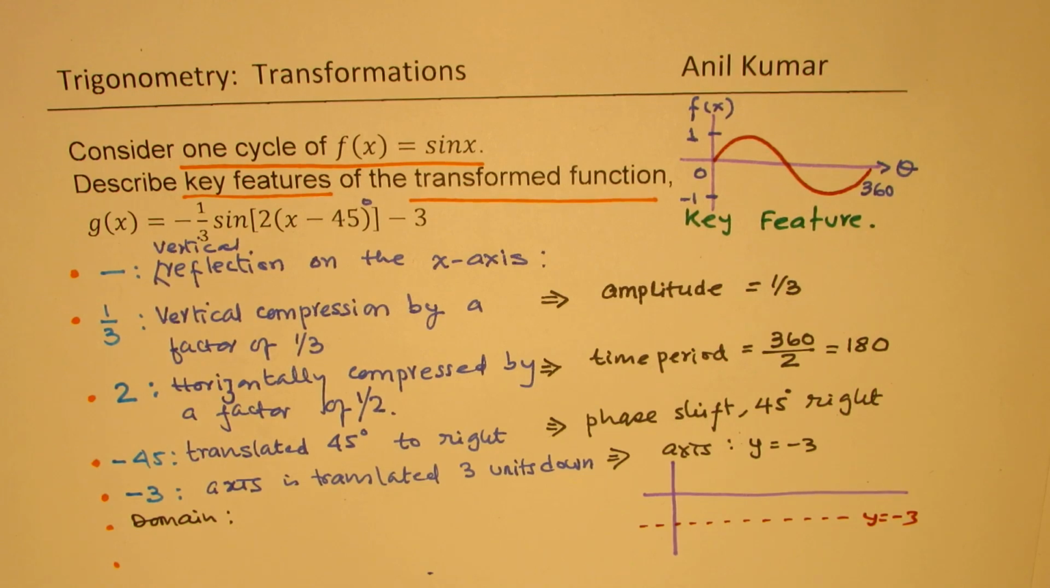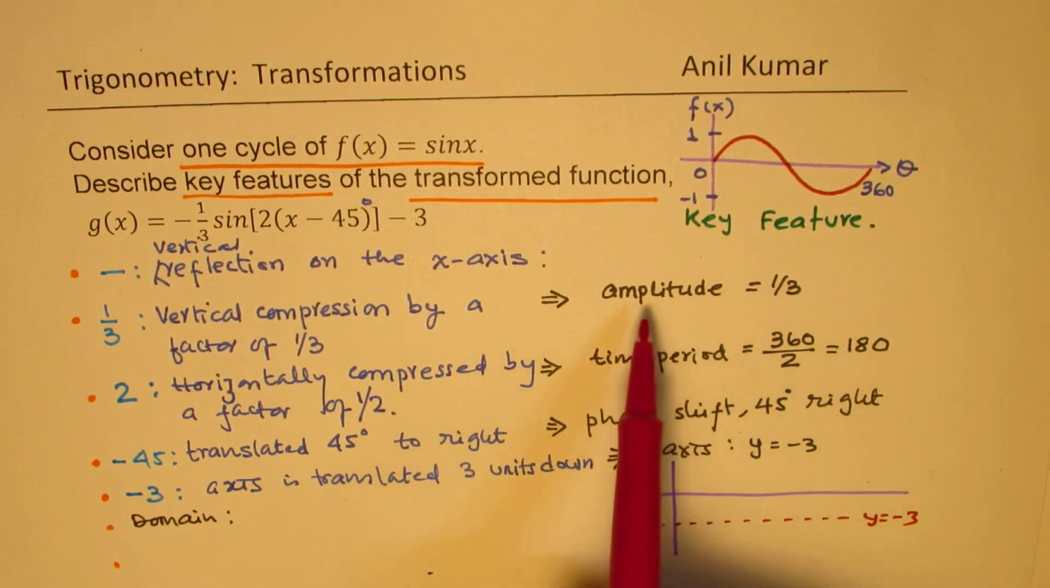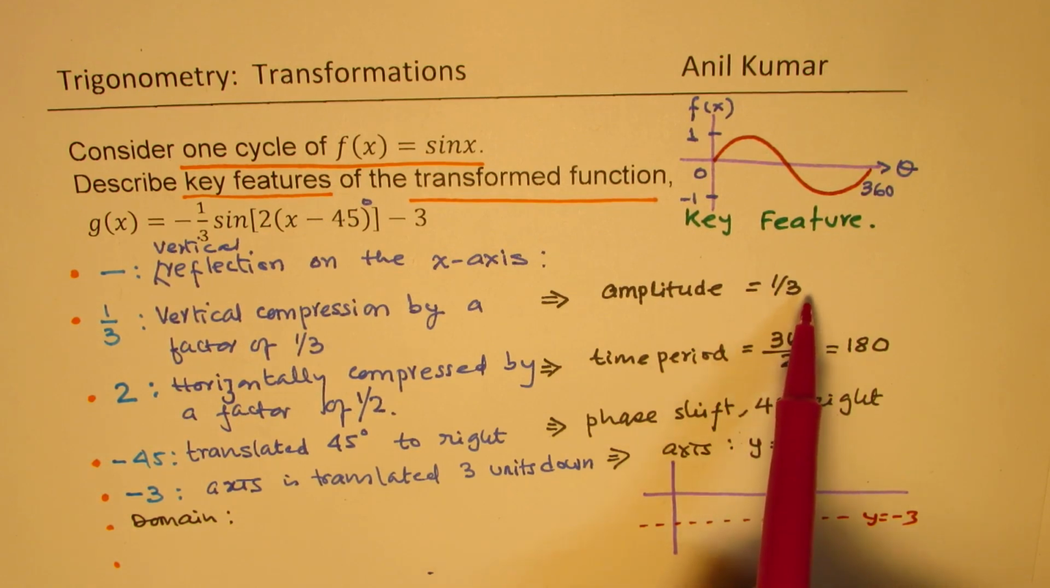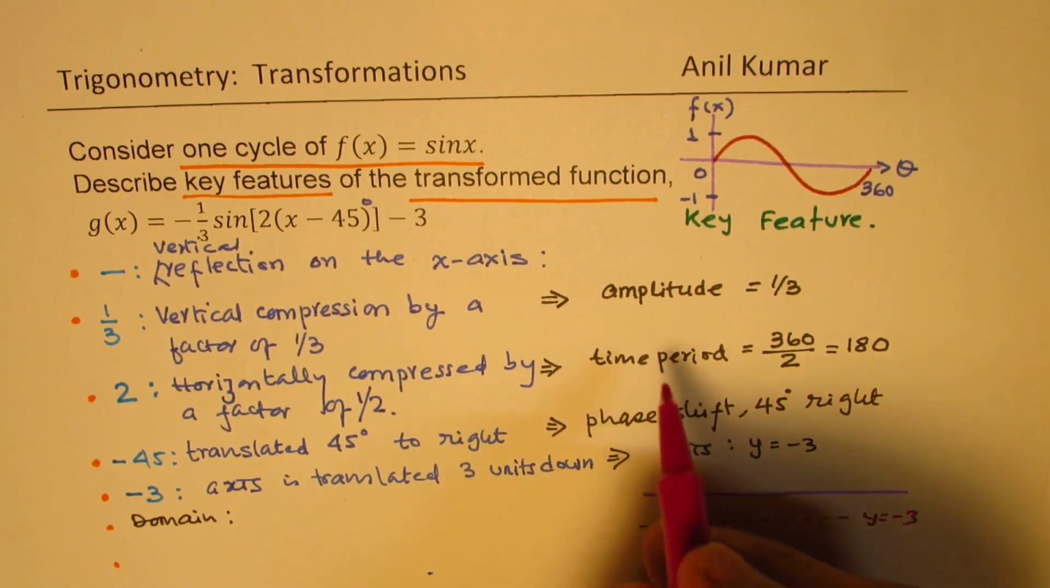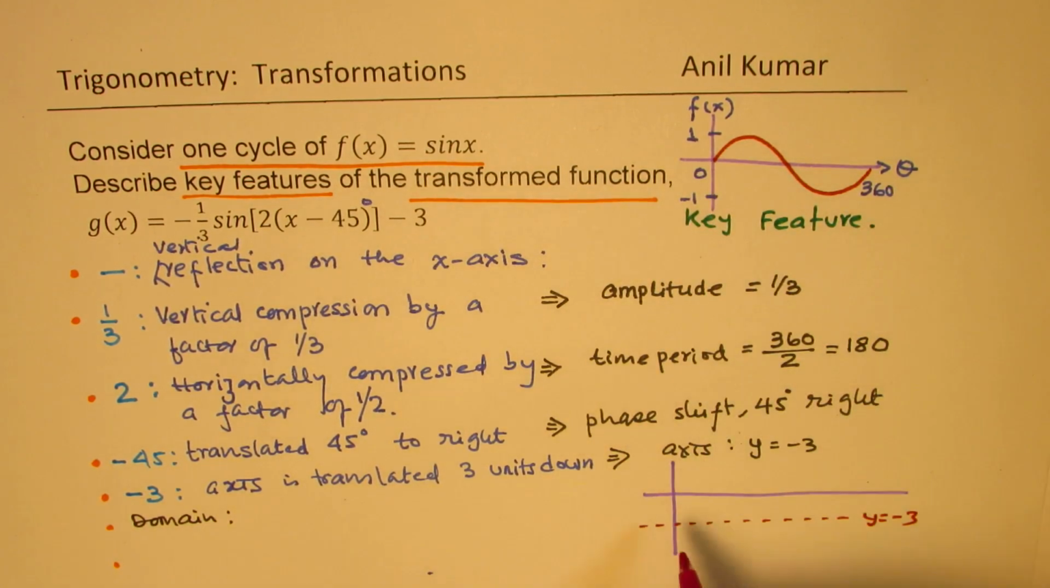Now from this position of y equals minus 3, the amplitude is 1 over 3 and the wave starts after 45 degrees. And that too in the downward direction since it is reflected. So it is reflected, it goes like this. Does that make sense to you? And we have this particular wave. So that becomes the transformed function g of x. Is that clear?